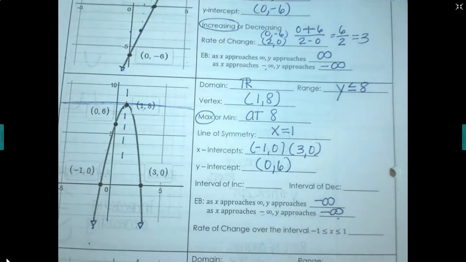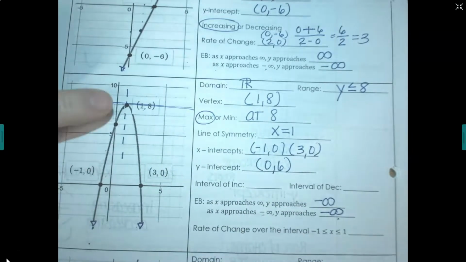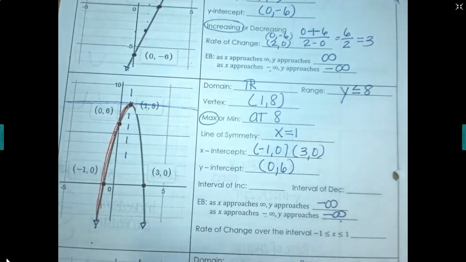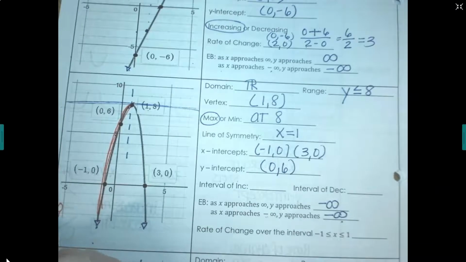Now, intervals of increase and decrease, these were a little harder for us when we did them the first time. So we were looking at each side of the axis of symmetry. Okay, so I got this side of the axis of symmetry, and if I was walking across, because we're always going to really read these from left to right, if I was walking across, when I hit this graph, I would start walking up. So this is an increase side.